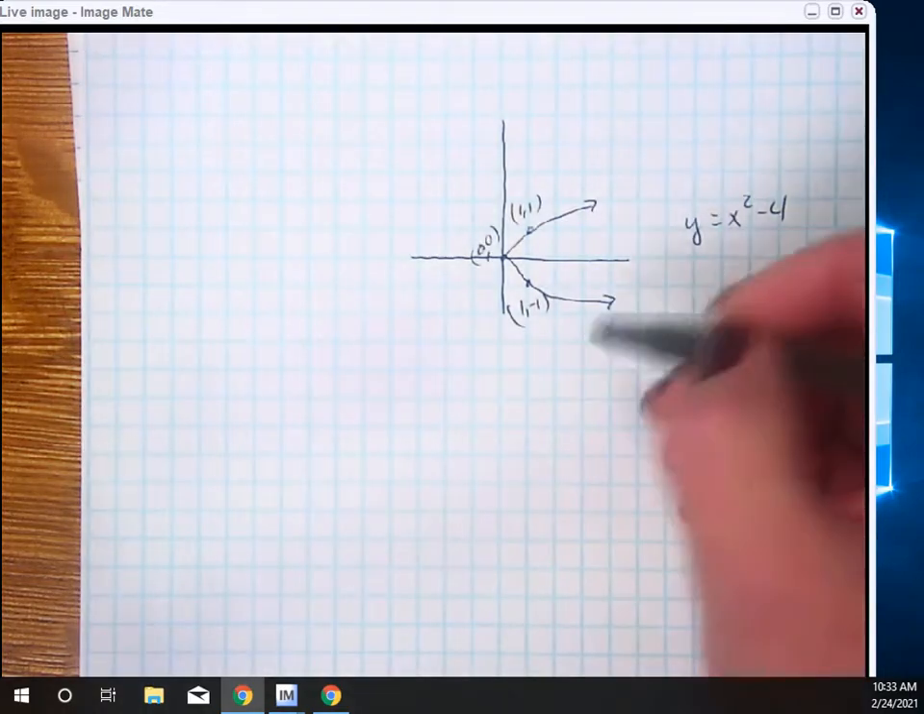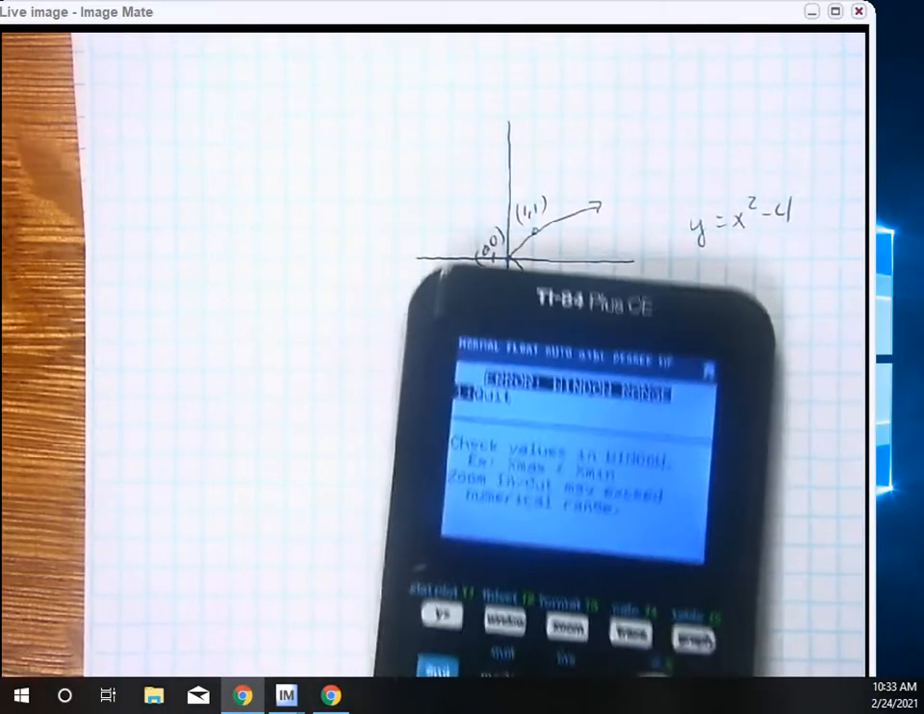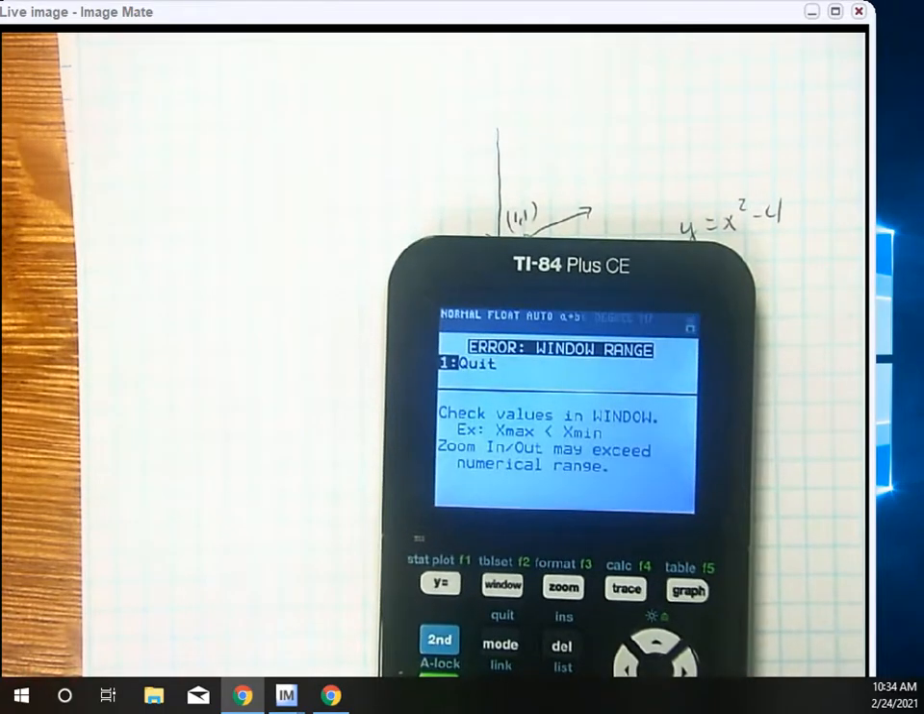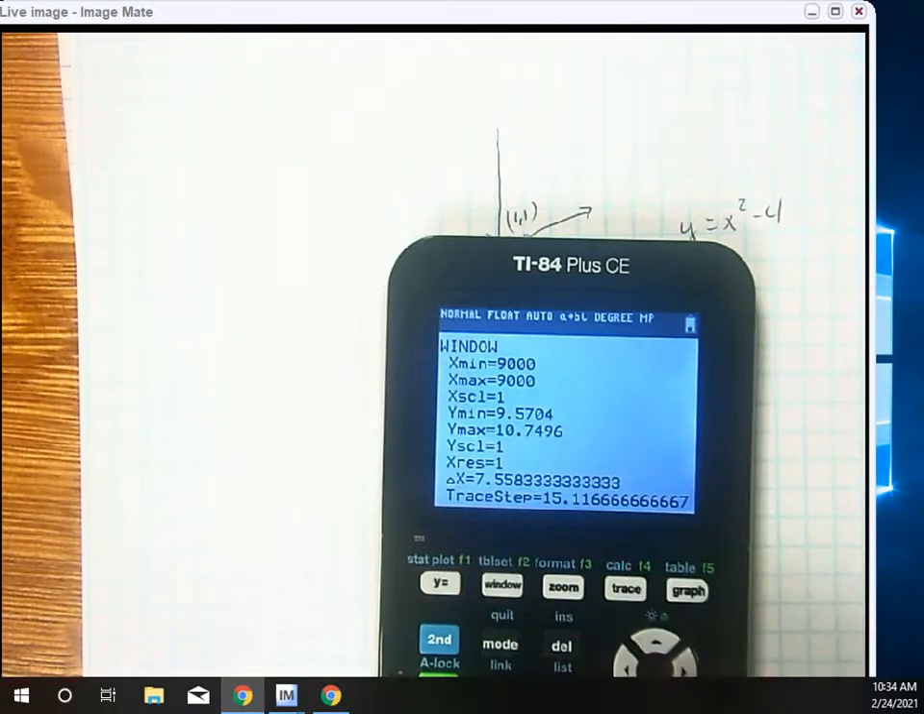Bring it here. What kind of error is it telling you? Okay, so we have an error, and it says window range. What does window range mean? Does anybody know? Something with the window is messed up. So the window button is right here, and it said range. We'll look at the X min, X max, Y min, Y max. What's the issue? You have 9,000 and 9,000. You can't graph on a domain if you only have one point that's 9,000.